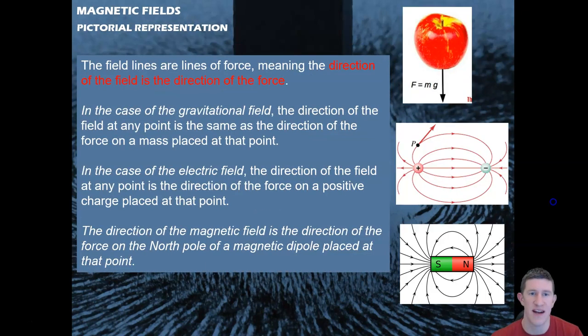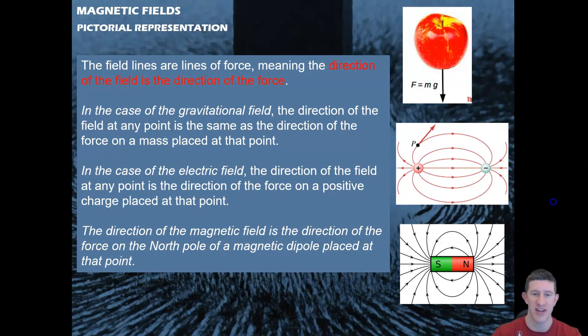The field lines are actually lines of force. So this means that the direction of the field line is the direction of the force on an object. If we look at a gravitational case, the field line direction at any point is the same as the direction of the force on a mass placed at that point. So when we talk about the force of gravity or the weight force, that's just a mass placed in a gravitational field, and that weight acts in the direction of the gravitational field lines, which are centrally or radially inwards towards the center of the Earth.